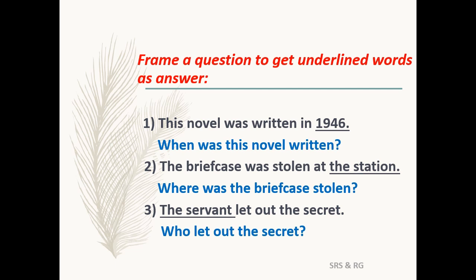If it refers to a place, then we should go for where. So the auxiliary verb is was. Where was the briefcase? The briefcase is the subject, and stolen is the verb. So the answer is, where was the briefcase stolen?